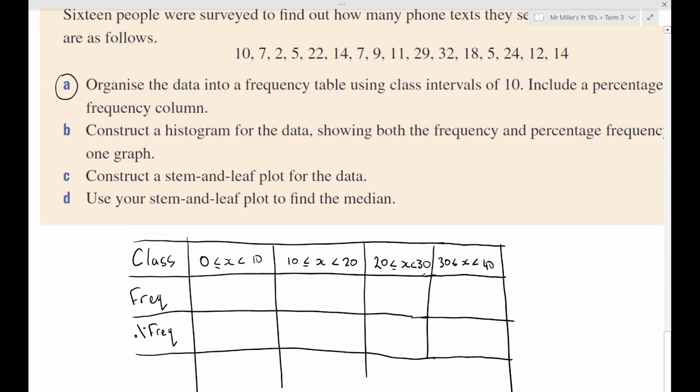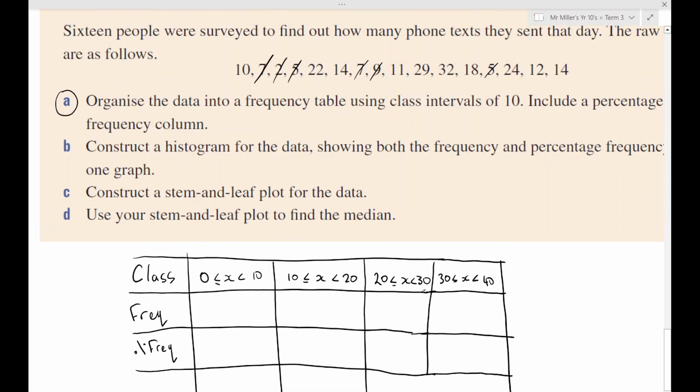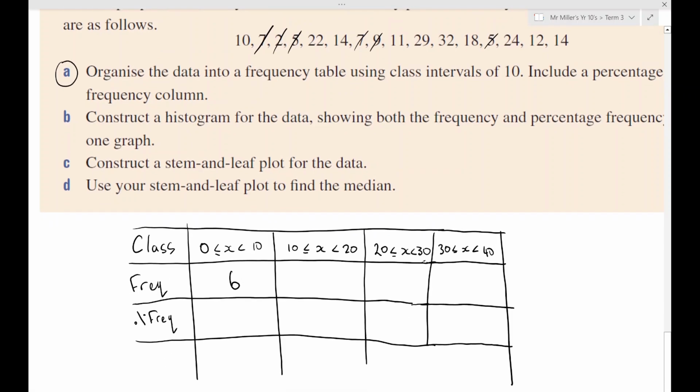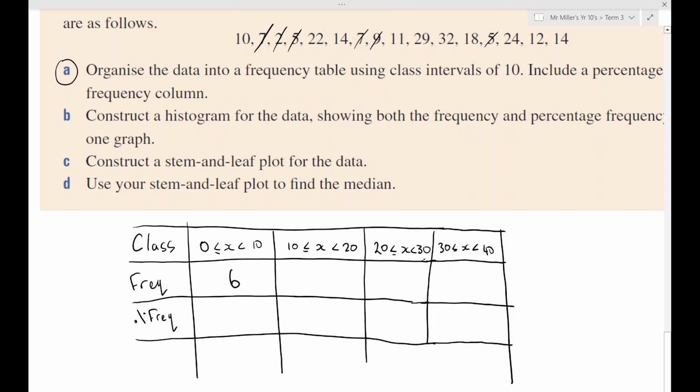Okay, so I'm just going to run through and quickly tick or cross off the answers that fall into the first class. So 10 is actually going to fall into the second class, because we see that we are greater than or equal to 10. So 10s will fall into this second class. For the first class, we're going to have 7, 2, 5, 7, 9, and 5. So a total of 1, 2, 3, 4, 5, 6. Frequency, there's 6 data points that are between 0 and 10.